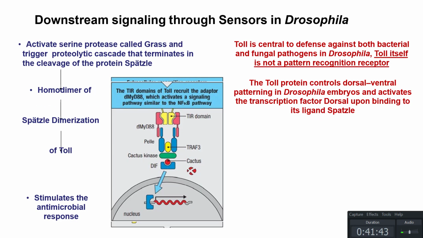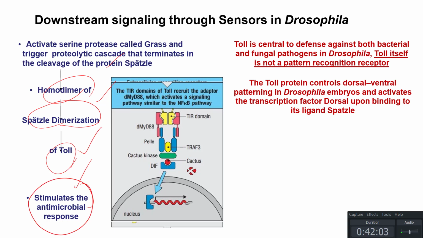So these are the overall sensory system, and then an active serine protease called Grass will be activated. Then this triggers the proteolytic cascade that terminates in the cleavage of the protein Spatzle. Then homodimerization of the Spatzle takes place. Then the Toll receptor will be activated. Then finally it stimulates the antimicrobial activity.